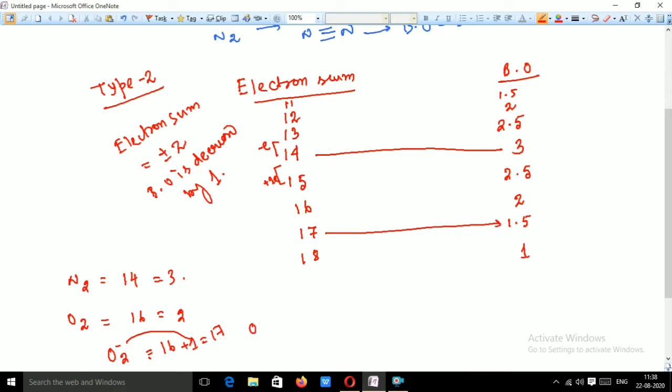Now in case of O2 plus, the bond order will be 2 into 8, and there is a minus 1, so the electron sum will be 15, and the bond order will be 2.5. So by this method we can very easily calculate the bond order.